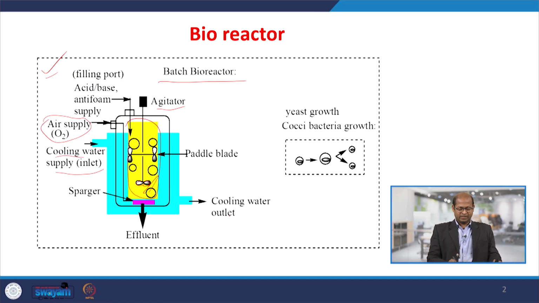The agitator is for mixing the reacting mixture when reactions take place at a particular temperature. Outside you can see a cooling water supply, to maintain isothermal temperature for the bioreactor operation. Also there is a sparger, where air is supplied from the bottom in the form of bubbles that disperse into the liquid. Once the reactions are over, the effluent can come out from the bottom or any other ports. That is the basic schematic diagram.